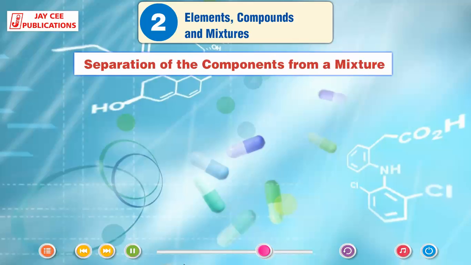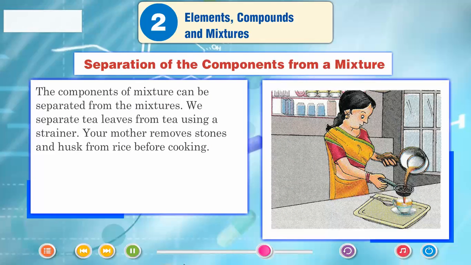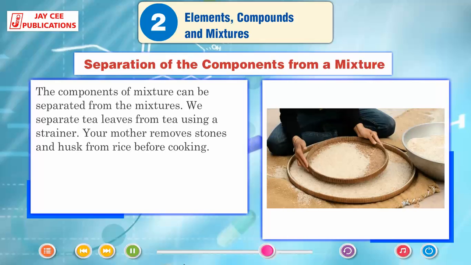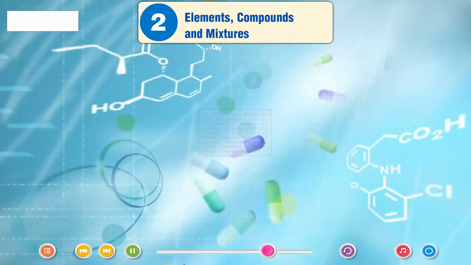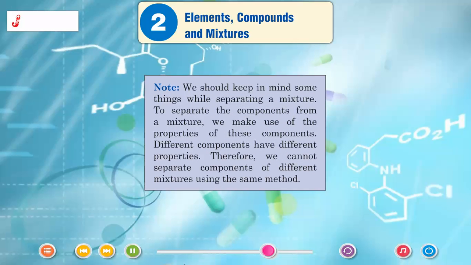Separation of the components from a mixture. The components of a mixture can be separated from the mixture. We separate tea leaves from tea using a strainer. Your mother removes stones and husk from rice before cooking. Note: we should keep in mind some things while separating a mixture.